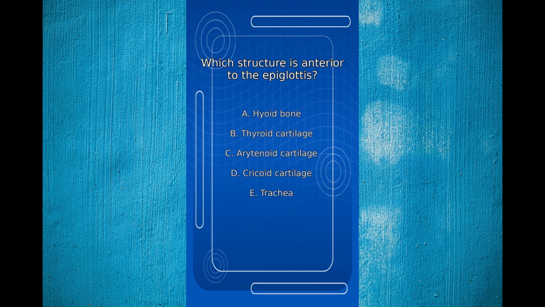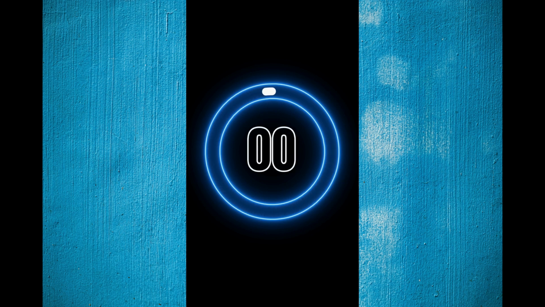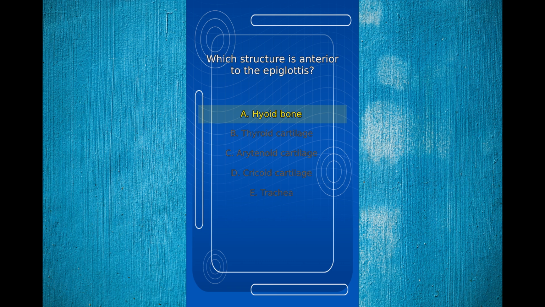Which structure is anterior to the epiglottis? The correct answer is A. Hyoid bone. The hyoid bone lies anterior to the epiglottis and helps anchor it.